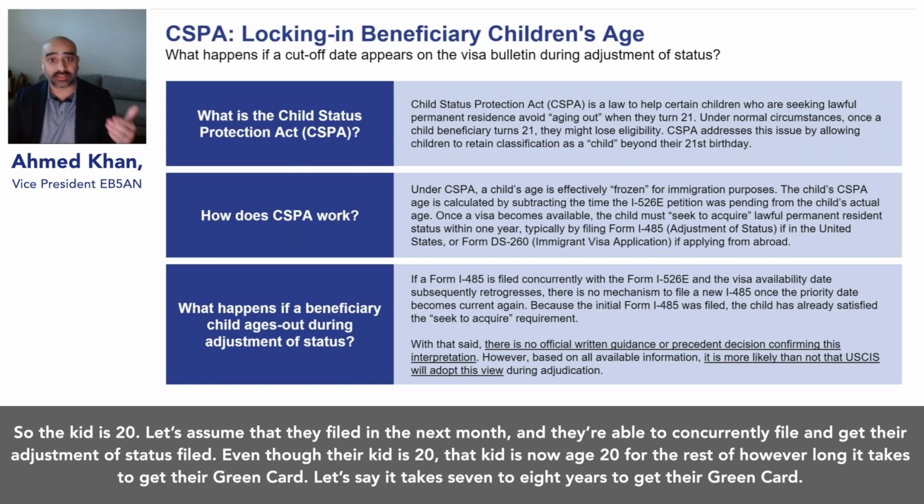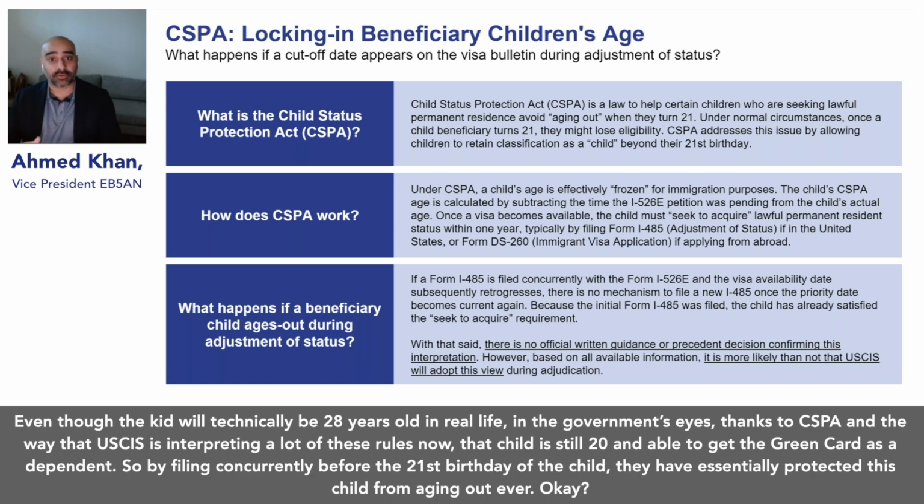Even though their kid is 20, that kid is now age 20 for the rest of however long it takes to get their green card. Let's say it takes 7 to 8 years to get their green card, even though the kid will technically be 28 years old in real life. In the government's eyes, thanks to CSPA and the way that USCIS is interpreting a lot of these rules now, that child is still 20 and able to get the green card as a dependent.